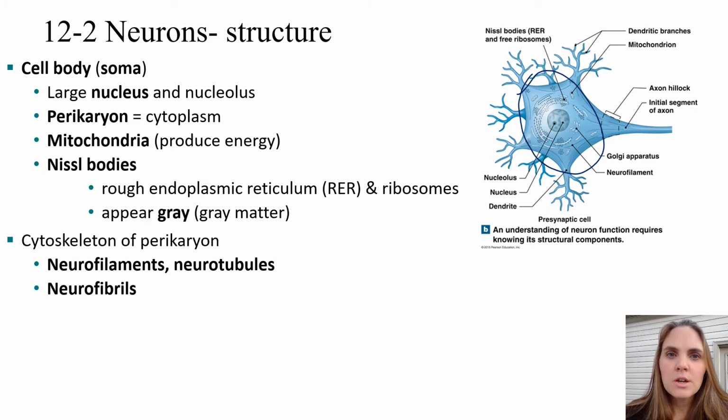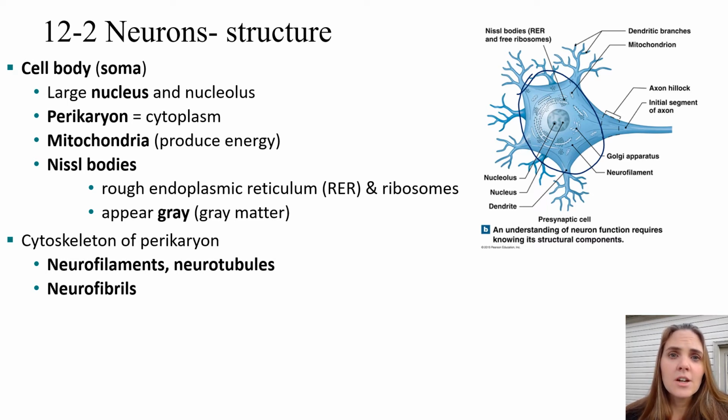And we've got mitochondria there that produce that energy that we need for generating action potentials, which is how we send our signal. There are dense areas of rough endoplasmic reticulum and ribosomes that synthesize protein in that perikaryon, that cytoplasm. And they are what makes nervous tissue appear gray. You might have heard the terms white matter and gray matter when talking about the nervous system. And so that gray matter, that darkness to the gray matter, comes from these areas of rough endoplasmic reticulum and ribosomes that have that dark appearance.